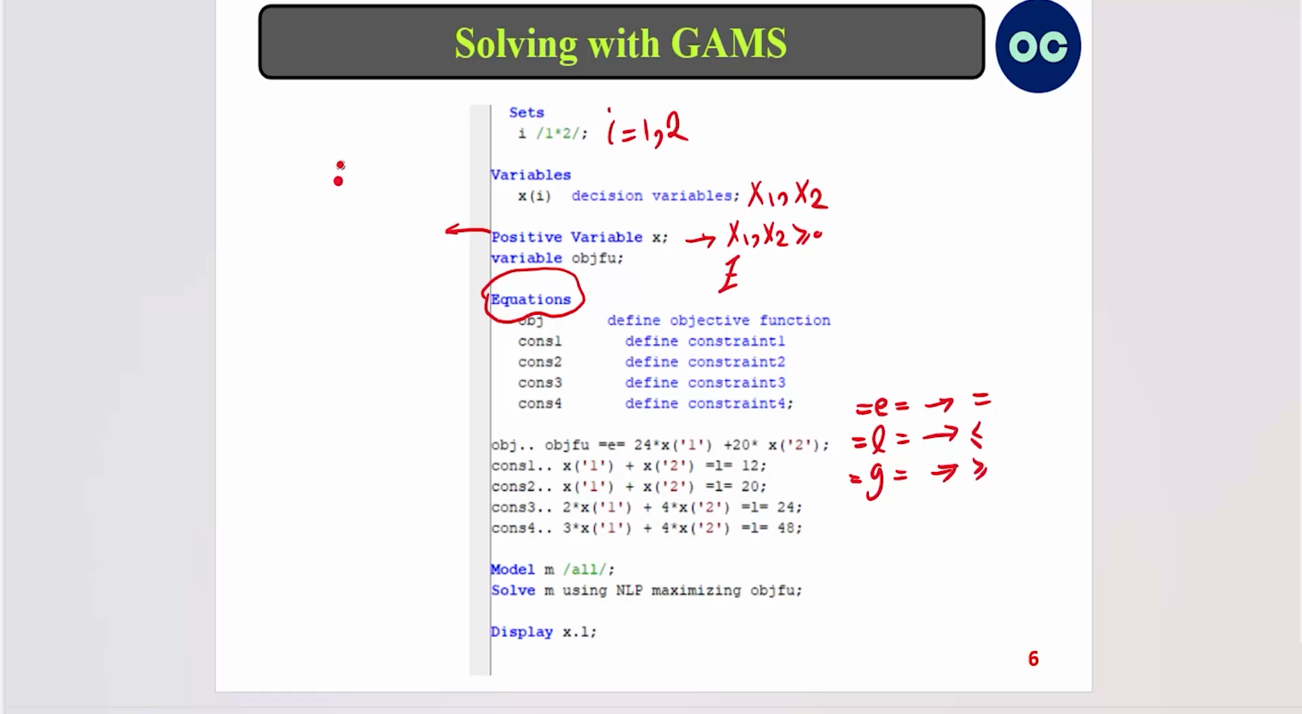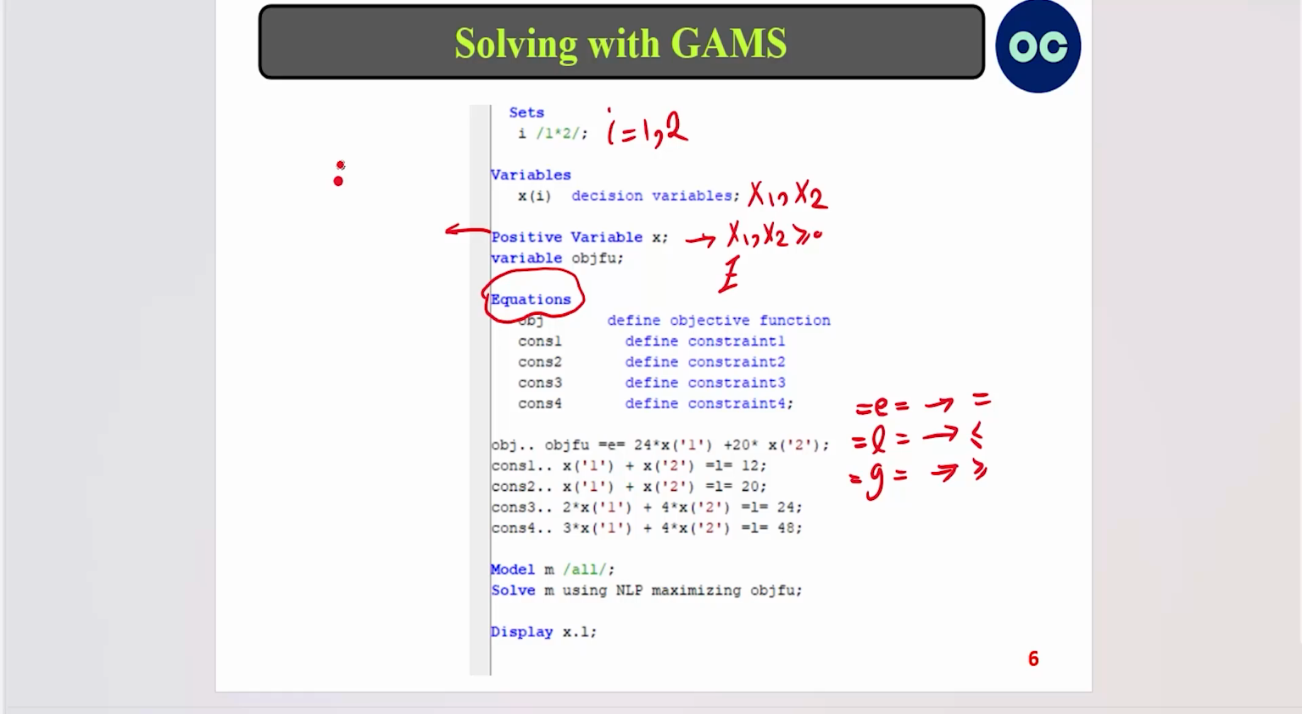So Z or objfu is equal to 24x1 plus 20x2. Constraint number 1, x1 plus x2 is less than 12. x1 plus x2 is less than 20. 2x1 plus 4x2 is less than 24. And 3x1 plus 4x2 is less than 48, as we state in the model.